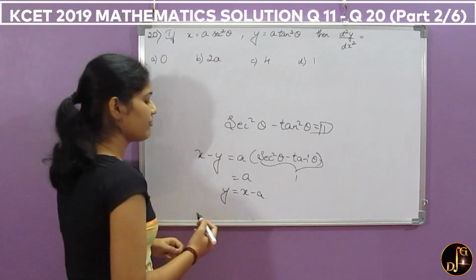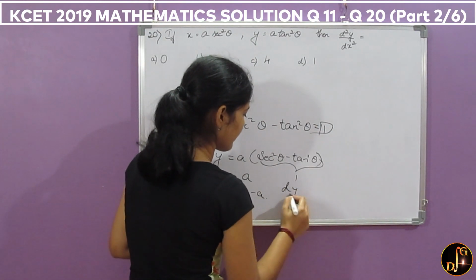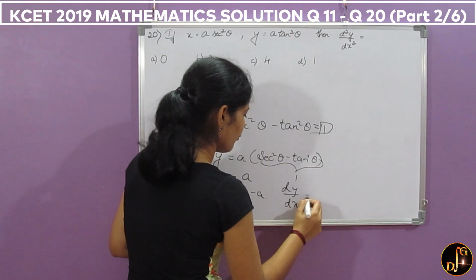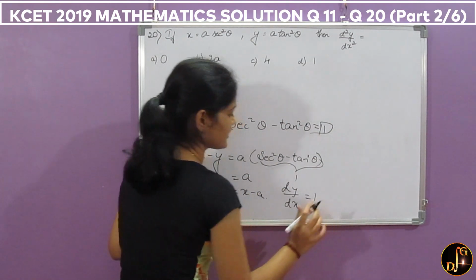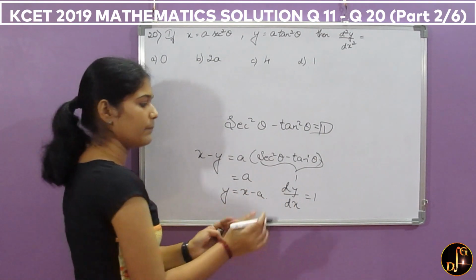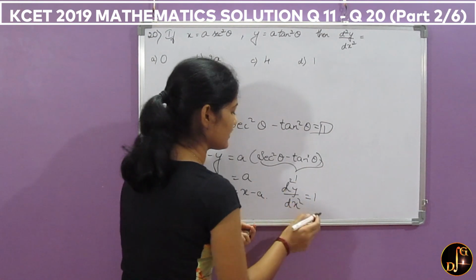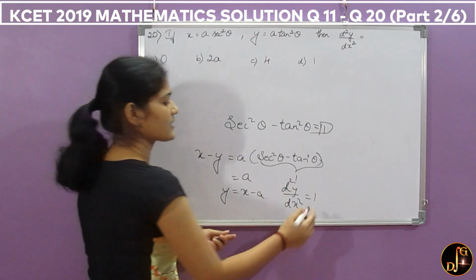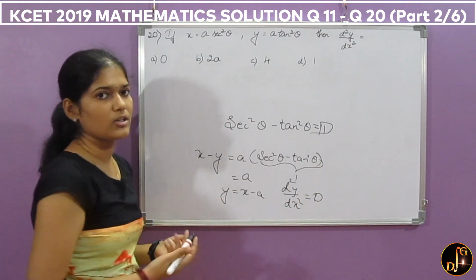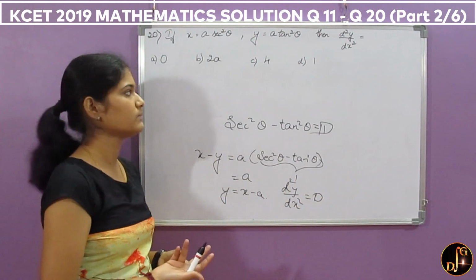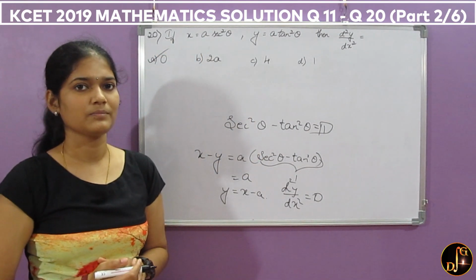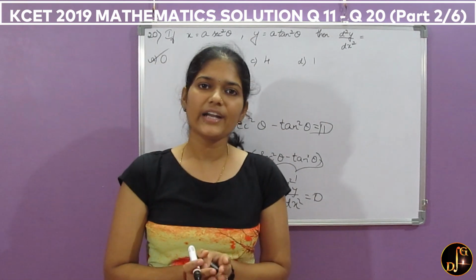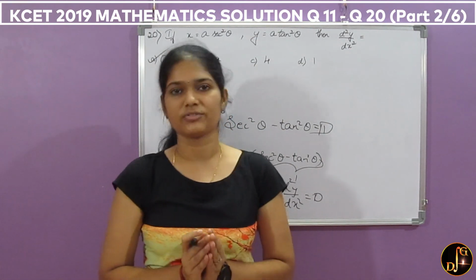If we differentiate this, dy by dx will be 1, because differentiation of x is 1 and differentiation of a constant is 0. If we double differentiate this, then d square y by dx square will be 0, because differentiation of a constant is 0. So the answer is option A. Now we are done with all 10 problems of this video.